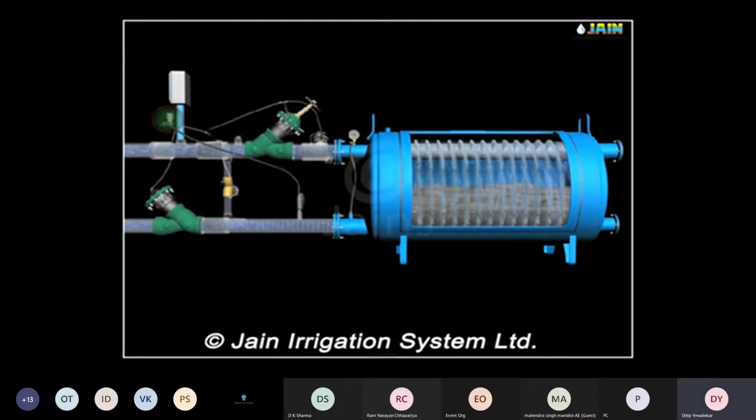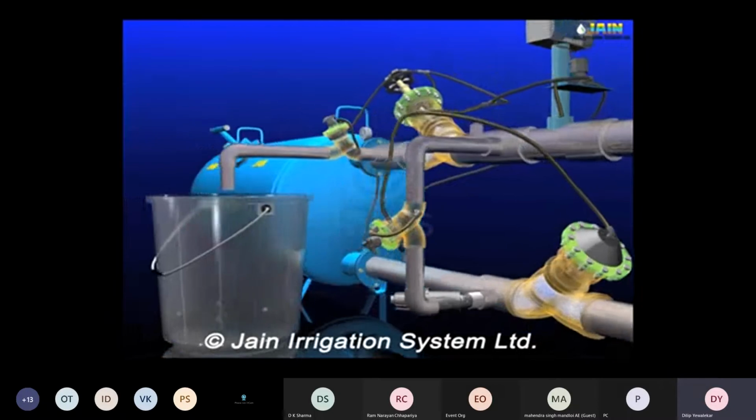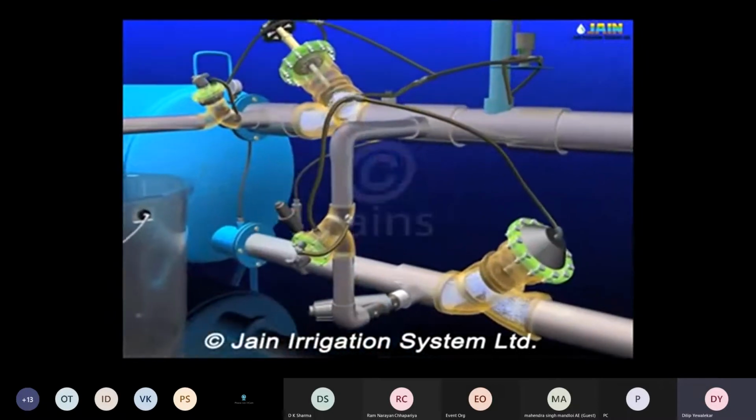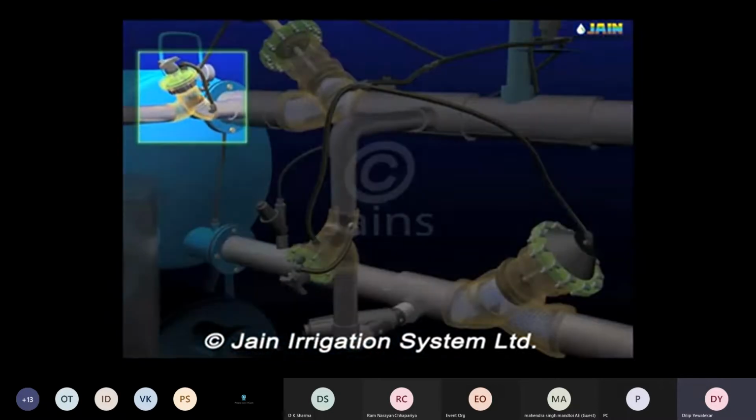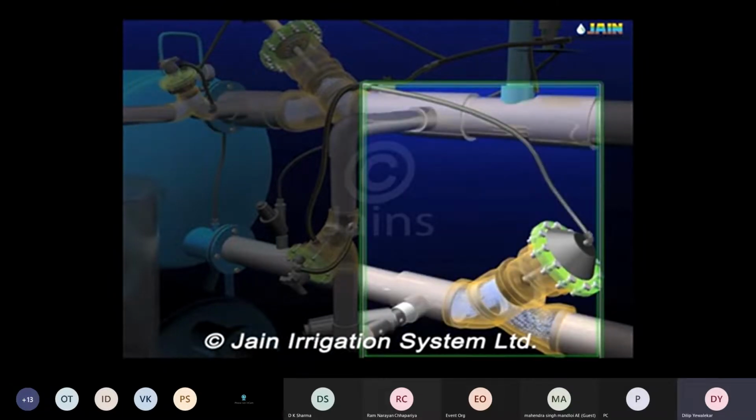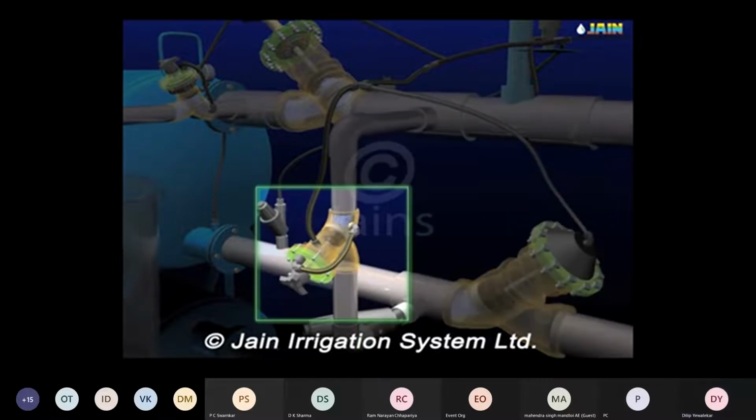In this sand filter, the inlet is at the top side. Water goes inside the filter, then passes through the sand media, and the water gets filtered. So this sand filter is called a three-dimensional filter.